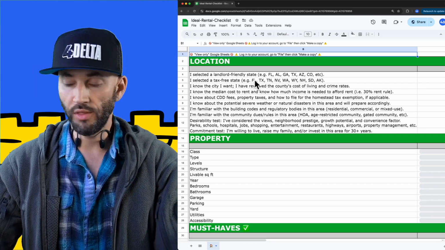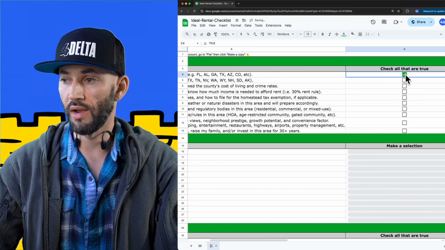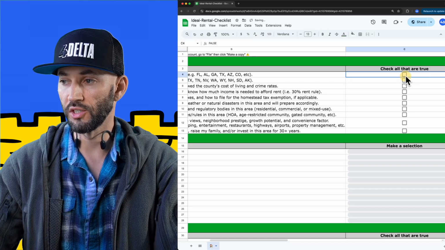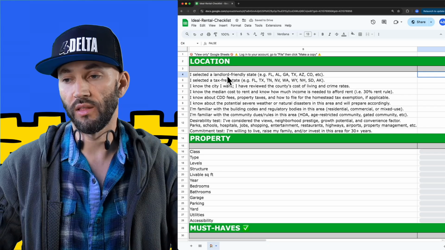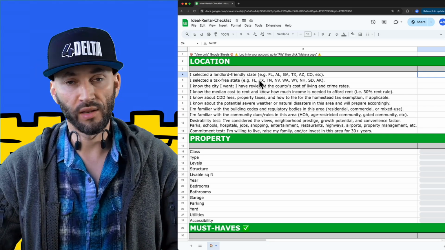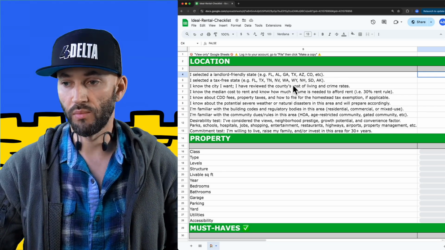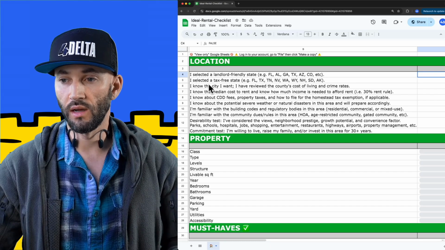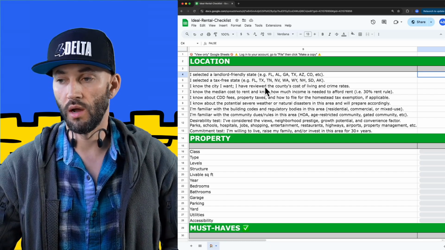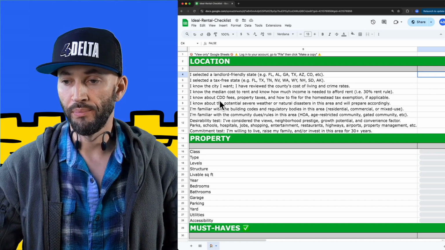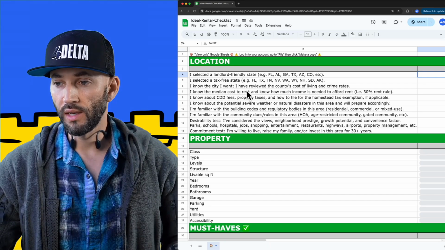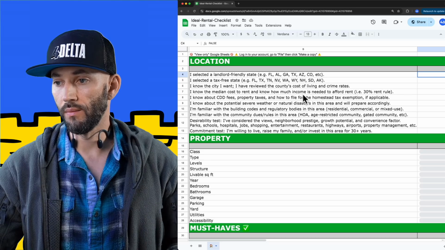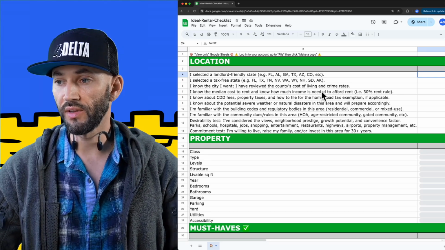All these are just check marks, so everything that you agree to that's true, you're going to check it off. And I put this to get you thinking in the right frame of mind. Select a landlord friendly state, in parentheses, I put some right there. Select a tax free state, listed some right there for you. And also, I know the city I want. I review the county, like the county's cost of living and crime rates.